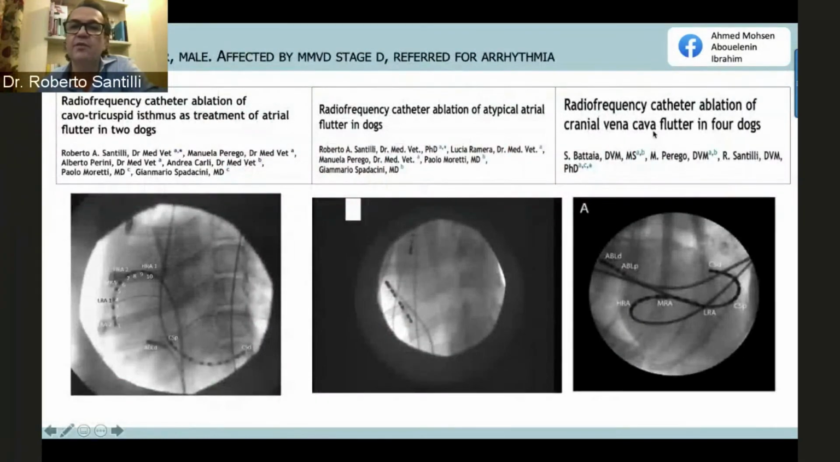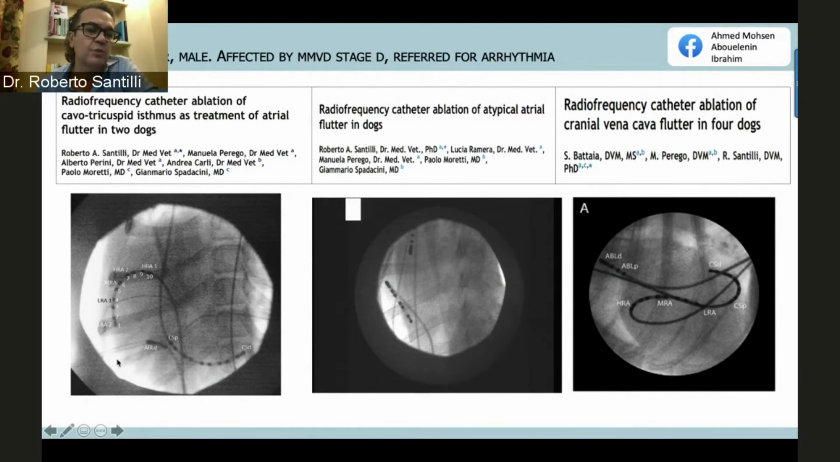We have different publications that we did in the last few years. The first one is the cavo-tricuspid isthmus dependent atrial flutter. This is a dorsoventral view. This is the coronary sinus catheter, and this is another catheter along the crista terminalis. To understand, this is the sinus node, this is the mid crista, this is the low crista, and this is the coronary sinus ostium. This is the area of the cavo-tricuspid isthmus.